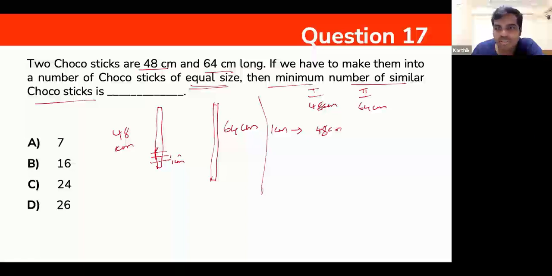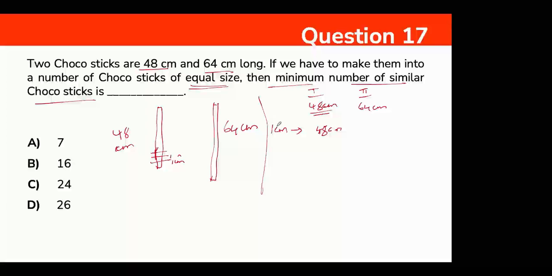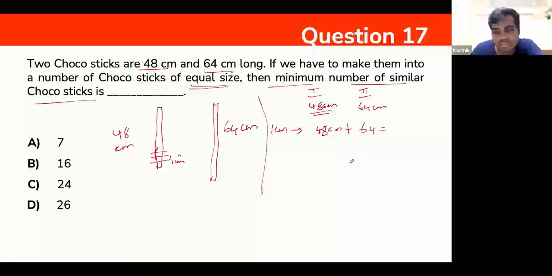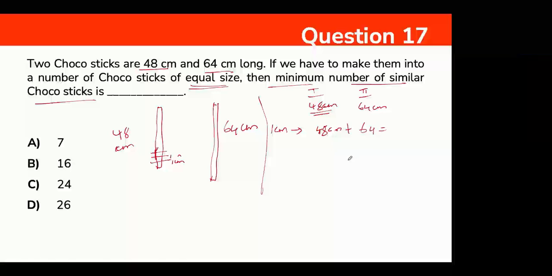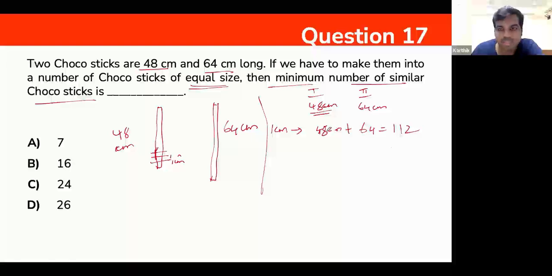Correct? See, one stick is 48 centimeters. I am breaking it into 1 centimeter pieces, so I'll get 48 sticks. Here, how many sticks will I get? 64. Totally, how many sticks? 112. Correct? Now, the question says the minimum number of similar choco sticks. See, these 112 sticks each are 1 centimeter. So, 112 small sticks. Now, for me, this number 112, I get it, right?